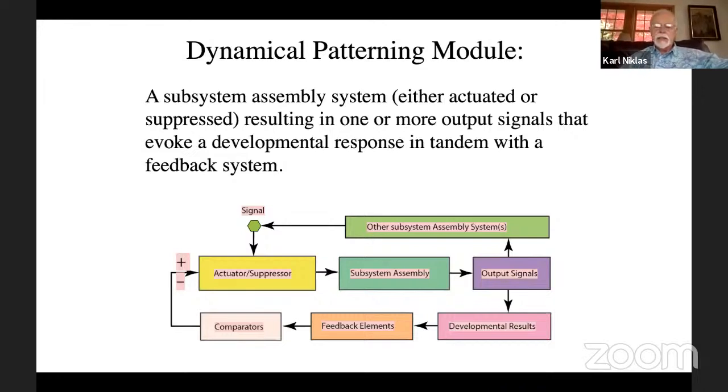So here is a little diagram showing what I mean by a module, a dynamical patterning module. You have some kind of an assembly system that performs a developmental process or evokes a developmental process. It results in output signals that then result in the developmental results. And there's got to be a feedback element and a comparator that then either activates or deactivates this entire process. And so what I want to do is show a few examples of this as kind of a generic approach to the question, what essentially regulates size?